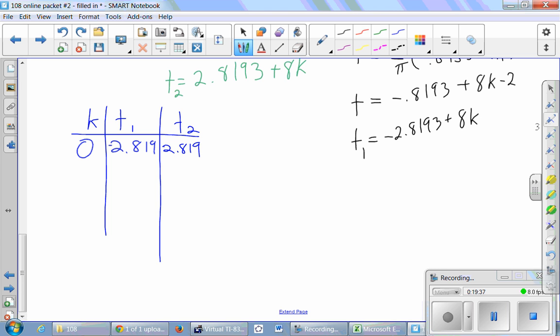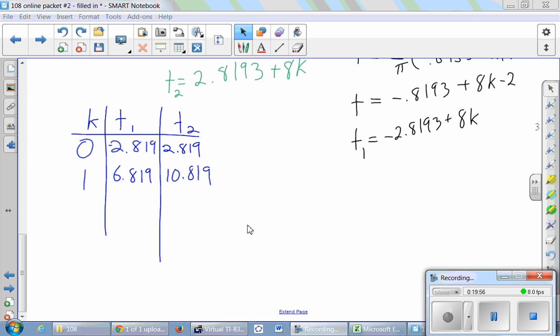Great. And then if we plug in k equals 1, then essentially that just means we're adding 8 to each of these numbers right here. So this becomes a 6.819, a 10.819. And you can go further. Okay, I paused there because this 6.819 is not right. And the reason it's not right is because adding 8 to that number is not as simple as just adding 8 to the negative 2.